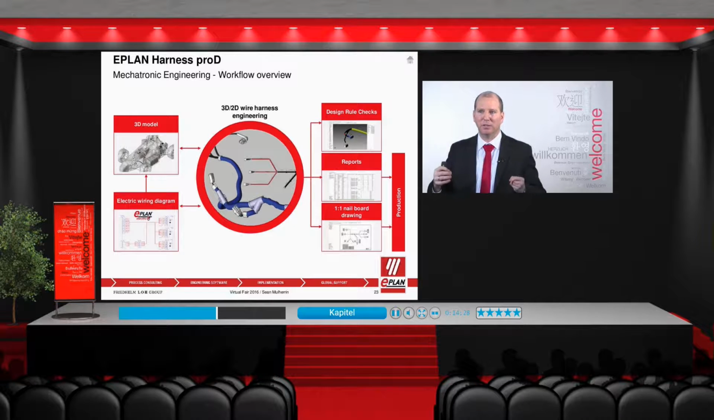And in Harness proD, we can then create our harness requirements, define all of the protections, define all of the connectors if needed, and add all of the details to manufacture that harness. So we can send the data to, for example, a report through a wire list, through a connector list. And also we can automatically generate a nail board drawing that helps the manufacturer build that harness. And also we have rule checks to be able to make sure that a wire going around a particular mechanical structure is not too tight and doesn't break the bending radius.